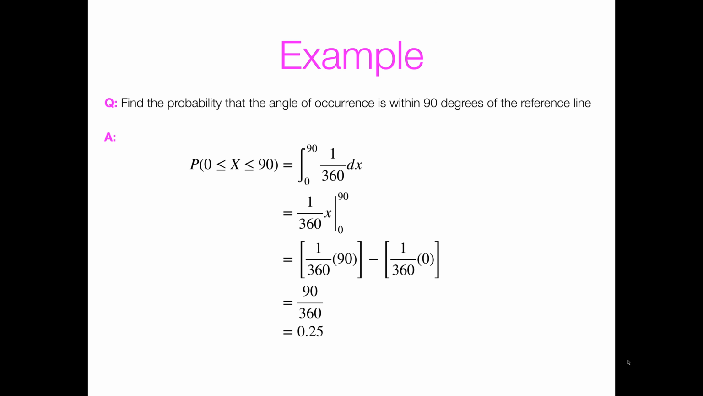And that is equal to the integral of f of x from 0 to 90. So from 0 to 90 of 1 over 360 dx. That integral, the antiderivative, is 1 over 360 times x, simple power rule, and that's evaluated from 0 to 90. So doing that evaluation, 1 over 360 times 90 minus 1 over 360 times 0 gets us 90 over 360, or 1/4.